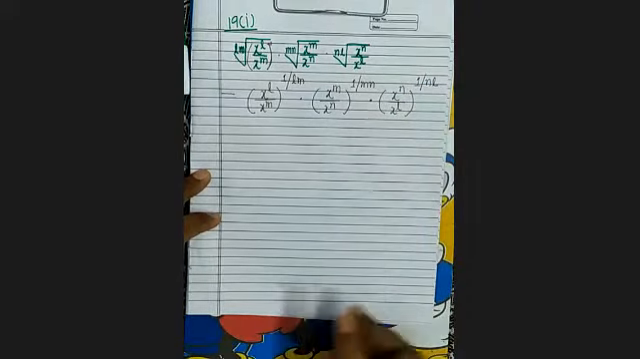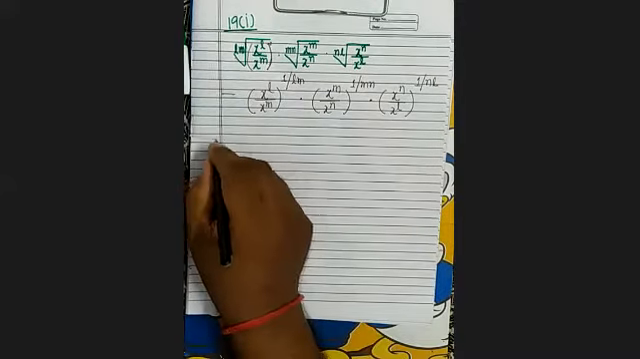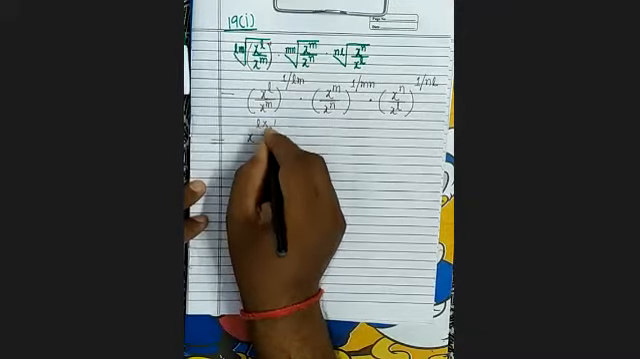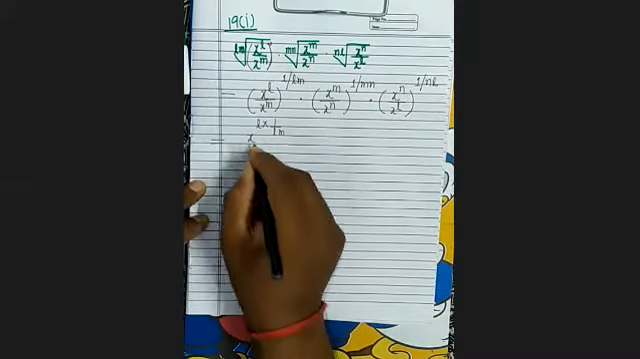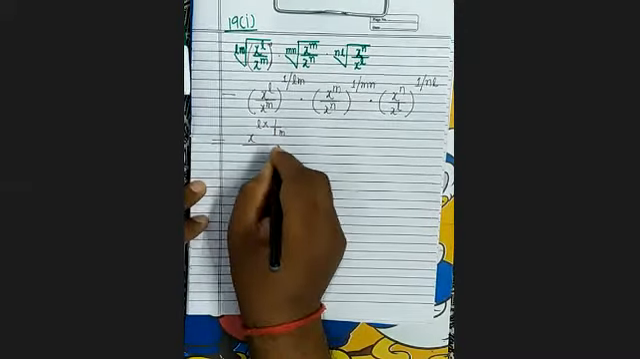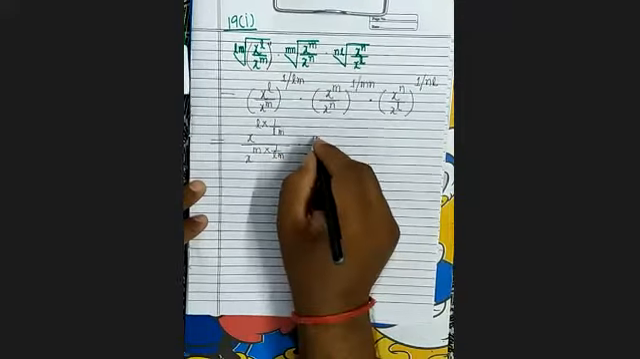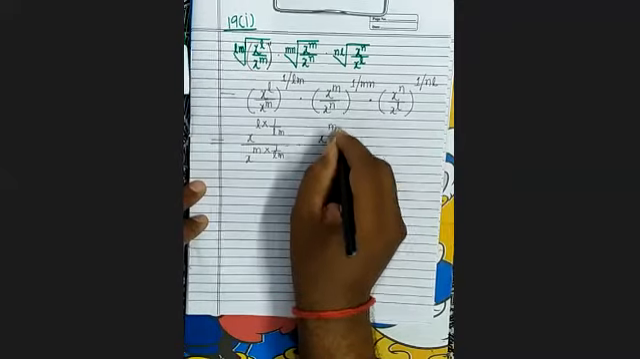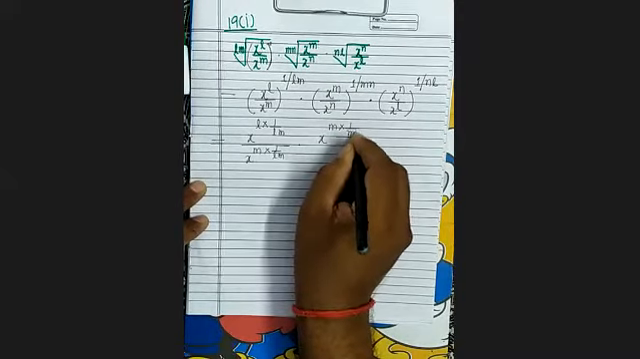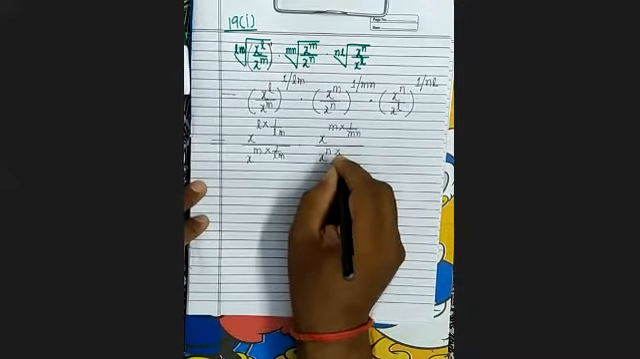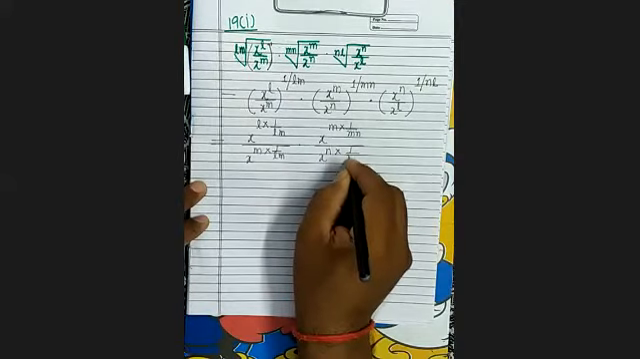Now powers will multiply. When powers multiply, what will you get? x to the power L into 1 upon LM, divided by x to the power M into 1 upon LM, into here x to the power M into 1 upon MN, divided by x to the power N into 1 upon MN.